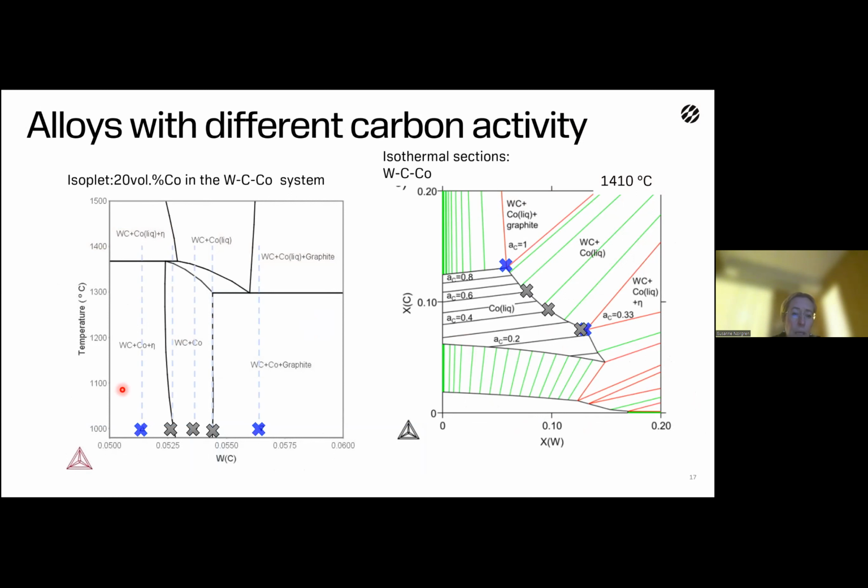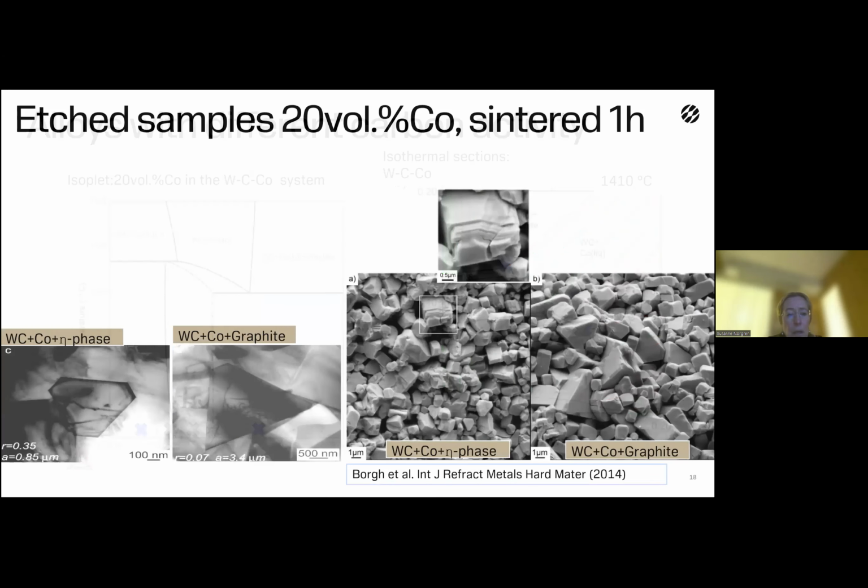So we placed one in the eta phase and one in the graphite and 3 different alloys with carbon activities in between the extremes of 1 and 0.3 to study the grain shape of the tungsten carbide crystals. And here you can see the eta phase and the graphite, and this is as published. And this is the repetition, this is the eta phase, and you can clearly see here that the grains are more equiaxed, and you can see the growth steps here, while this is on the graphite limit where they are more planar and triangular.